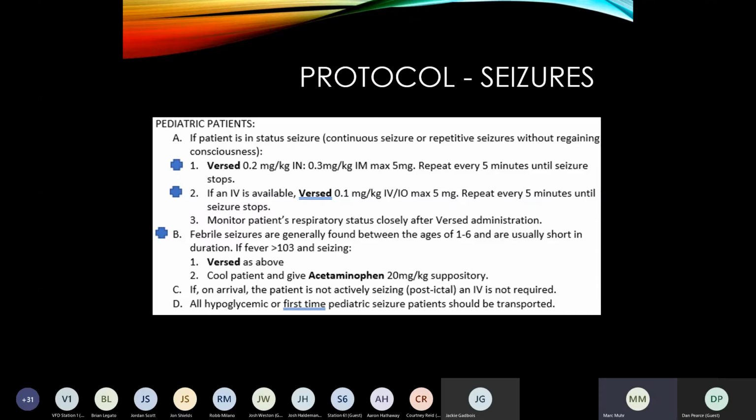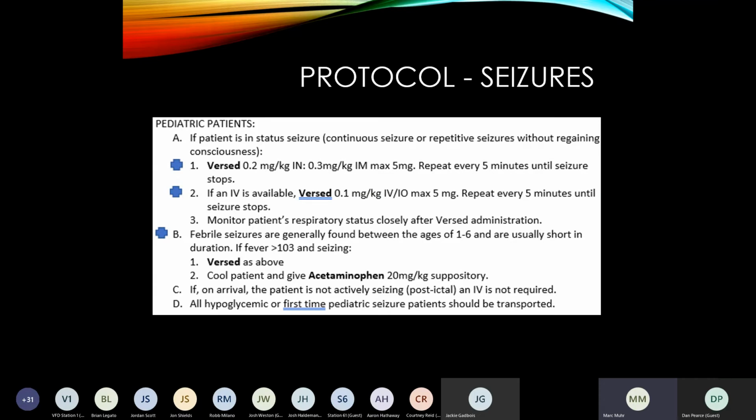If you do have an IV, 0.1 milligram per kilogram IV or IO, max 5. Repeat every 5 minutes until the seizure stops. Monitor the respiratory status very closely, especially after administering Versed.